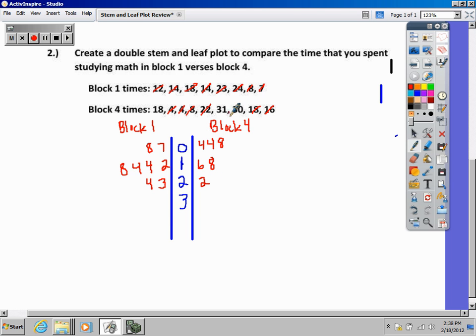So 23, 24, and for block 4 we had 22, so we put a 2 there. Then in block 4 we had 30 and 31. Okay, now I just missed, and I gotta be careful on this, but I missed the other 18 right here from block 4. That's okay because that was the highest number anyway. So I just add another 8 right here and make sure that I have all the numbers.